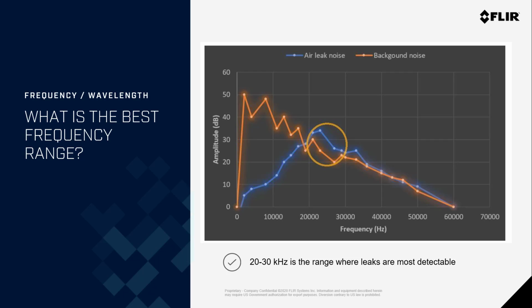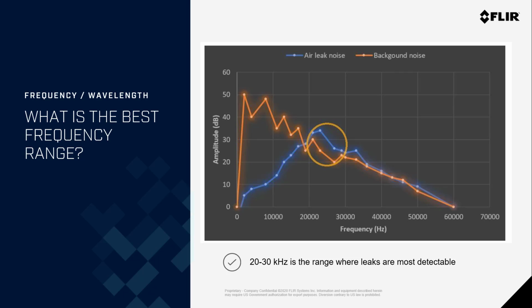Okay, so what's the best frequency range? Well, this graph shows a blue line which represents the power of the noise generated by a compressed air leak as a function of frequency. You can see the peak of this curve is from around 15 kilohertz to about 30 kilohertz, and this is laid against the noise generated by background machinery in a noisy manufacturing plant. This is actually recorded in a manufacturing plant where the noise peaks below 10 kilohertz and steadily decreases with increasing frequency.